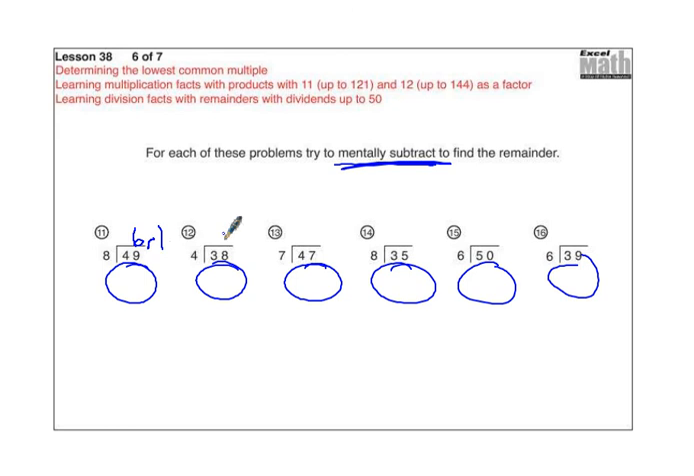All right, 4 goes into 38 9 times, that's 36, so you have a remainder of 2. 7 times 6 is 42, so you have a remainder of 5. 8 times 4 is 32, so you have a remainder of 3. 6 times 8 is 48, so you have a remainder of 2. And 6 times 6 is 36, so you have a remainder of 3.